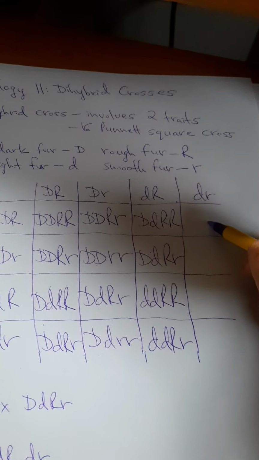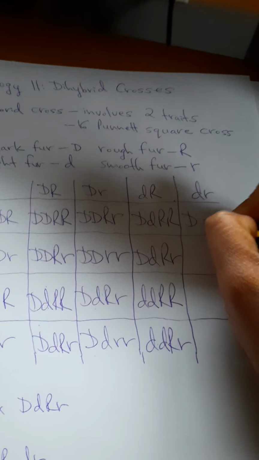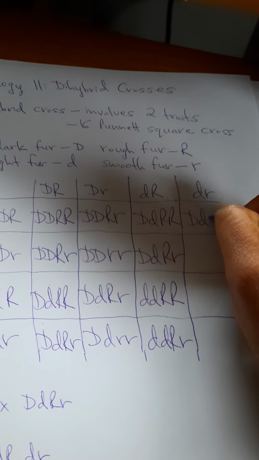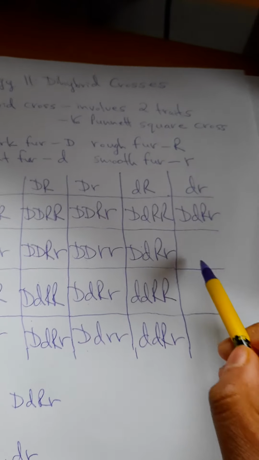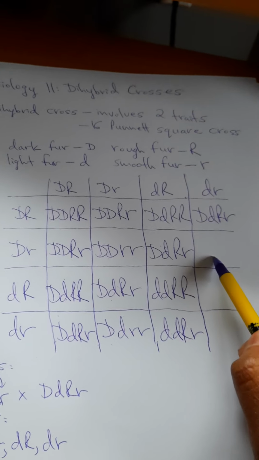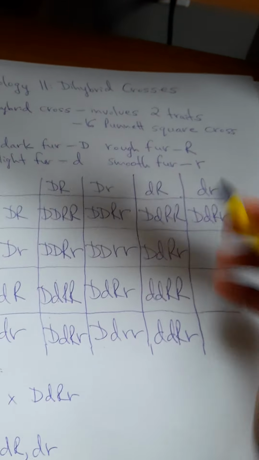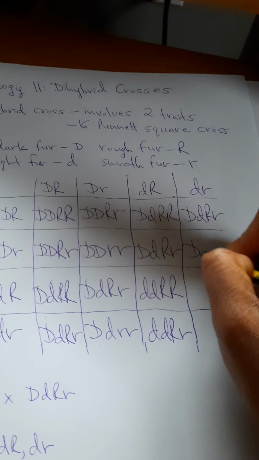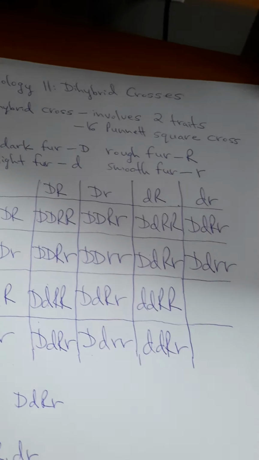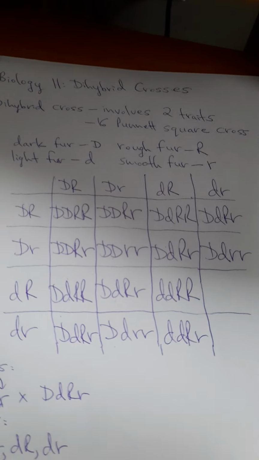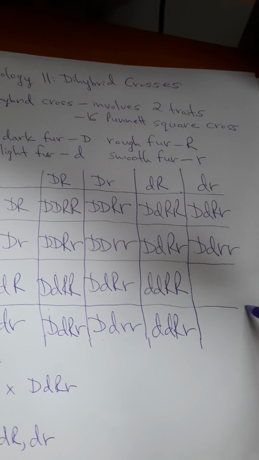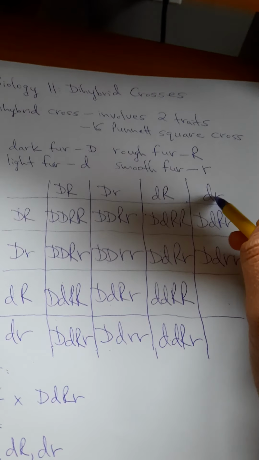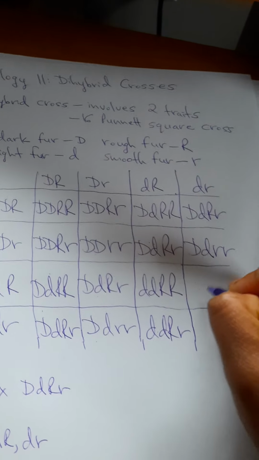And then let's go to the side here. Okay, so this is the last row. So capital D, small d, capital R, small r. Okay. And this box here, so move it back. So bring it down. Capital D, small r. Make sure you don't rush when you're doing the 16 square Punnett square crosses, and the reason is you don't want to have the wrong genotypes here. It'll give you the wrong answer.